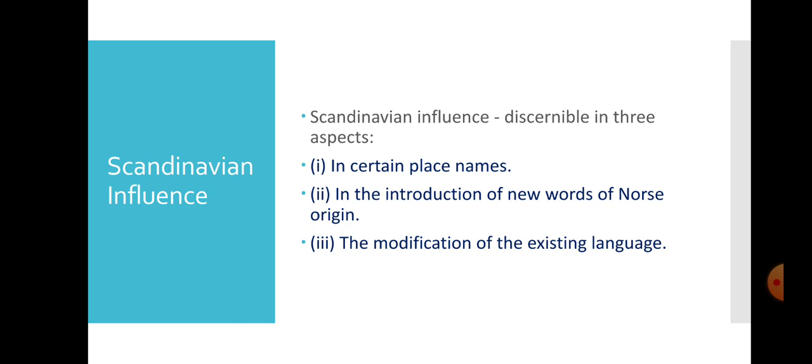The first one, the Scandinavian influence is evident in certain place names. Then there are many new words introduced into the English language from Norse vocabulary. And the third one is the modification of the existing English language through the addition of Scandinavian words.